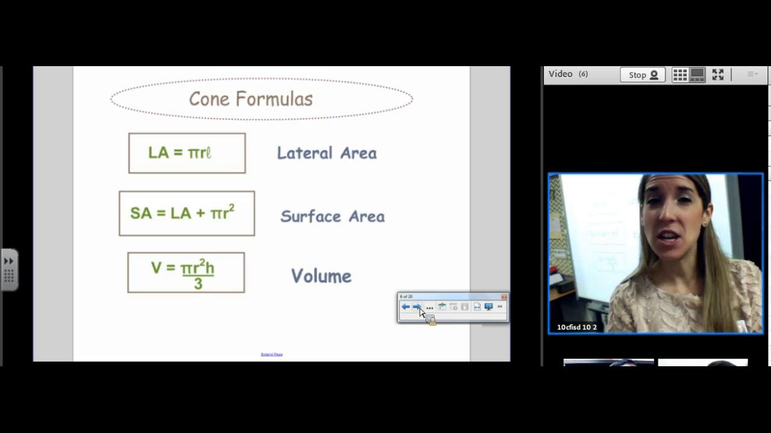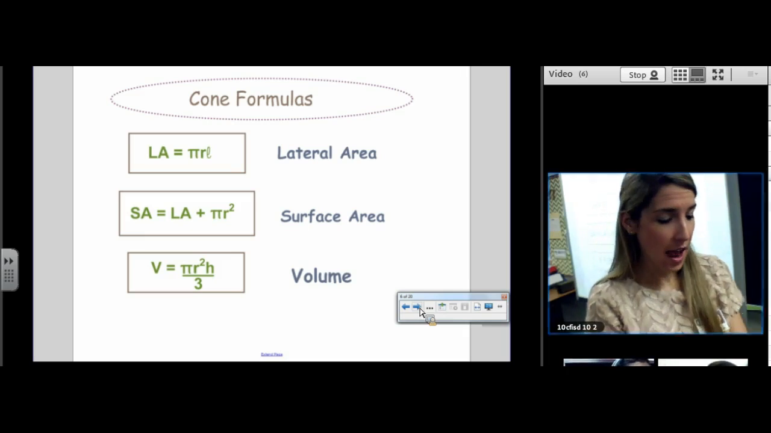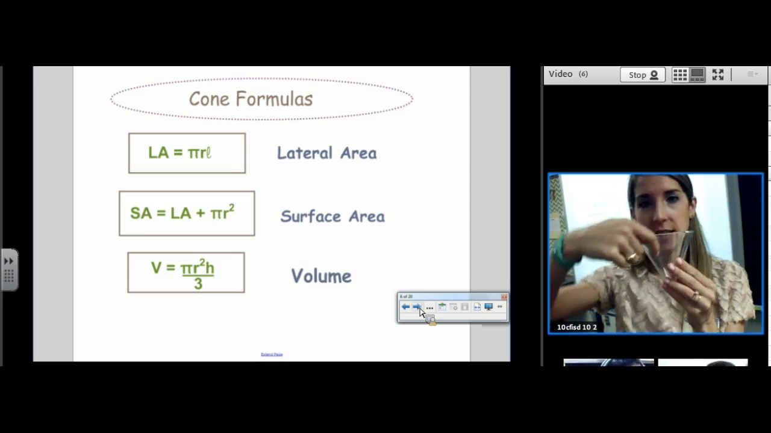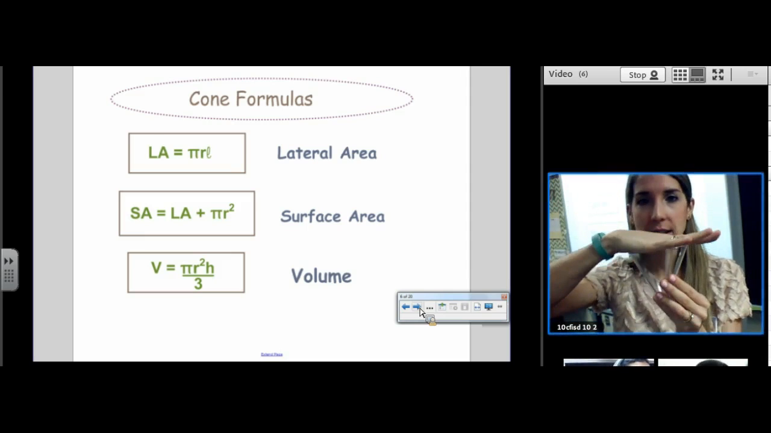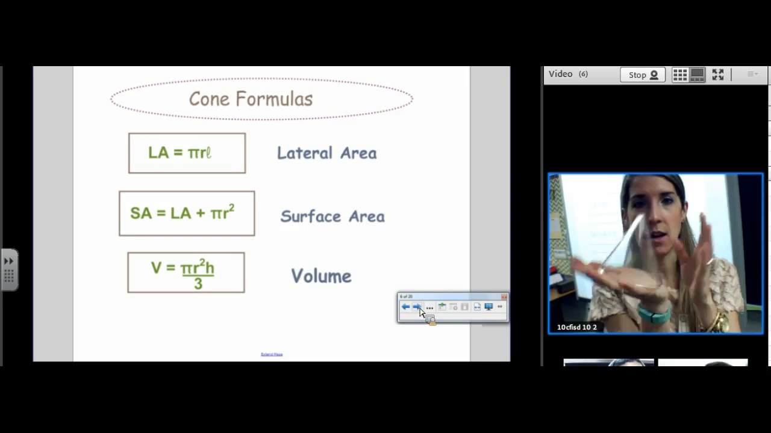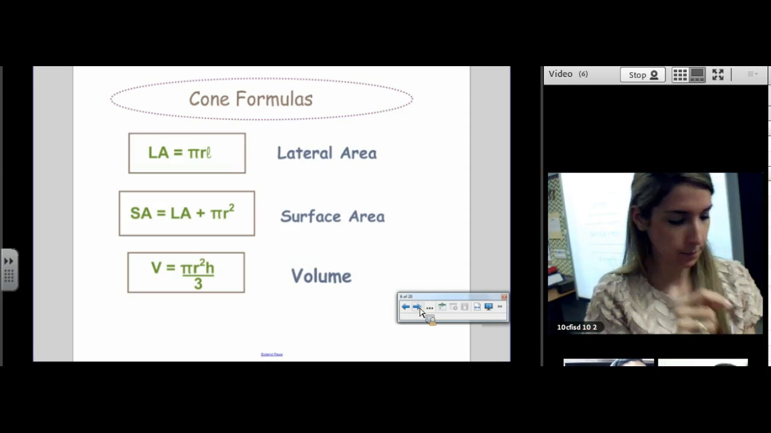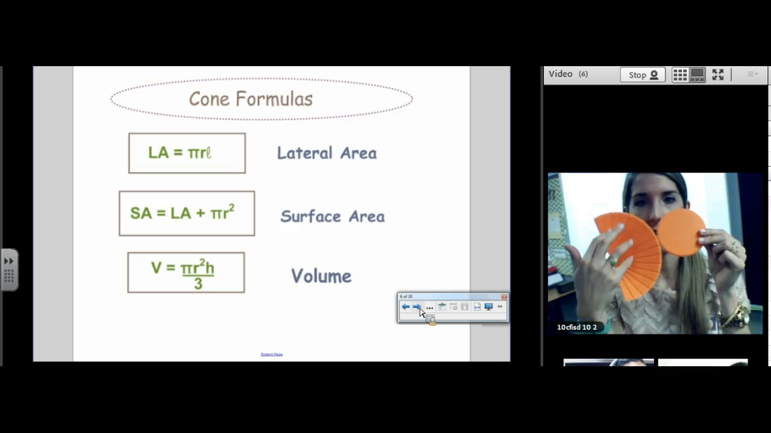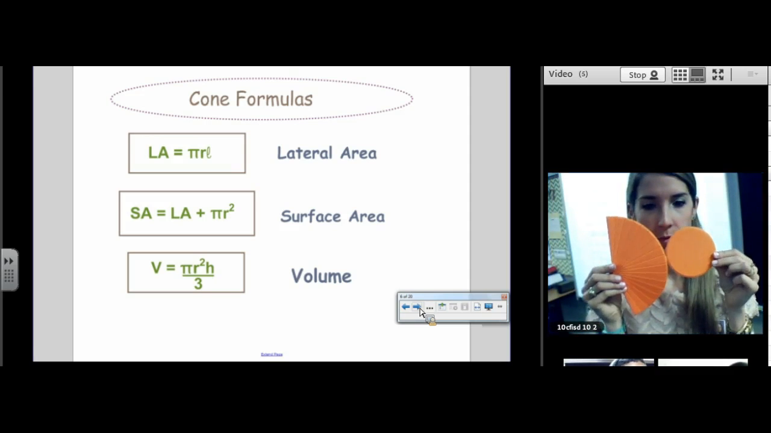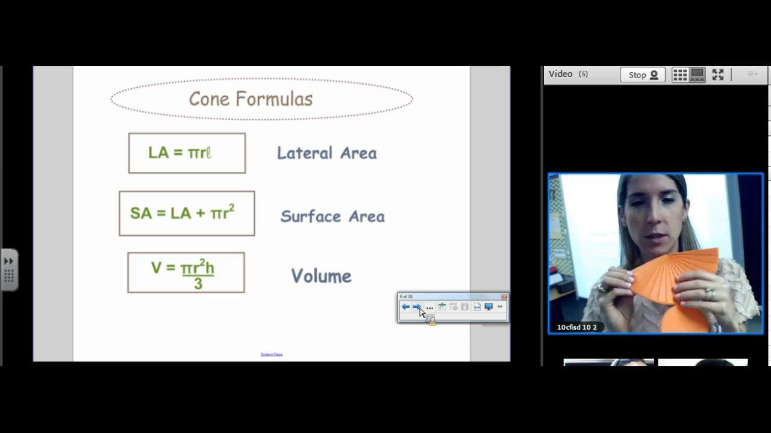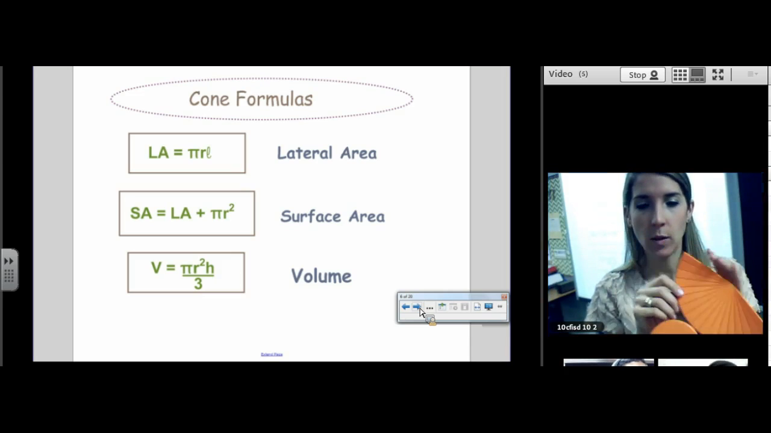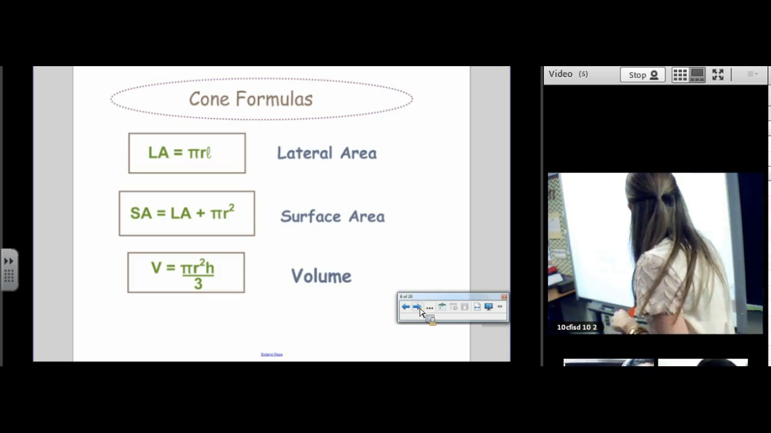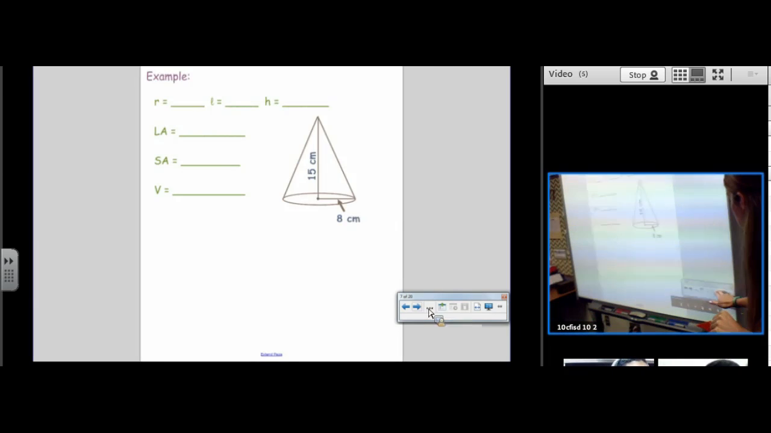The surface area, you take the lateral area you already found, and then you just add a circle to it, because that's what total surface area is. It's the lateral plus the base. In a cone, just like in a pyramid, there's only one base. So the SA would represent the area of the orange. And then the volume, of course, base times height divided by 3, where the base is a circle. Okay. Those are all on your formula chart.